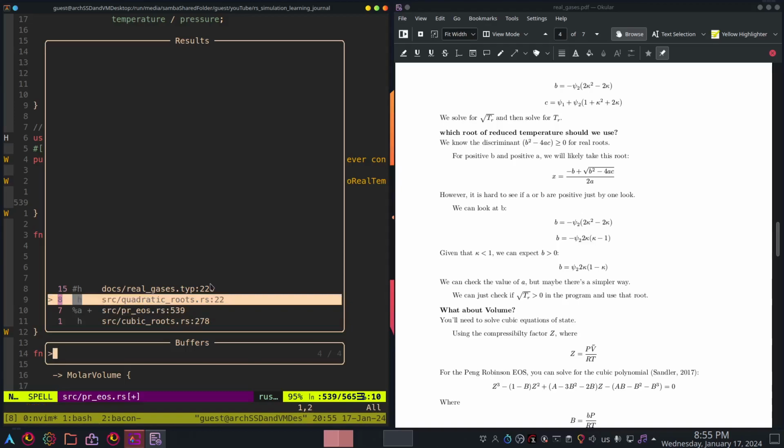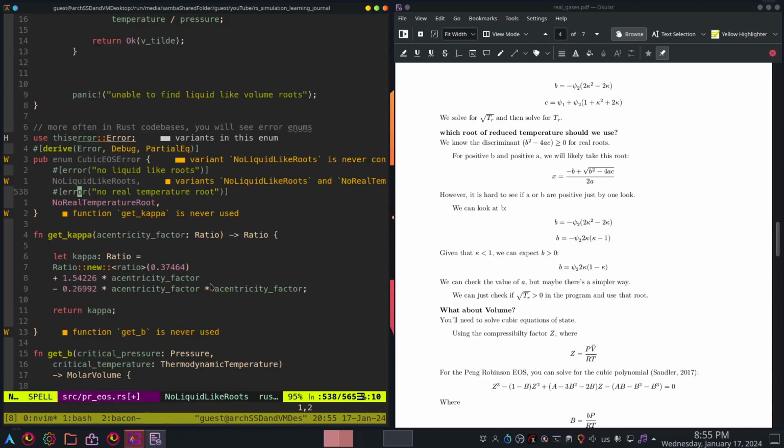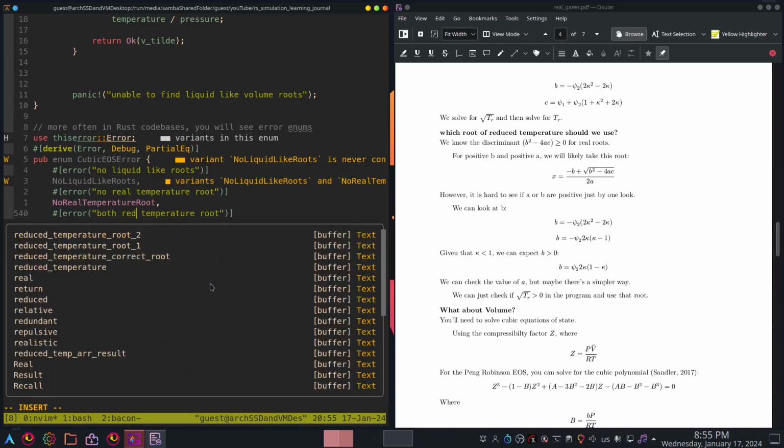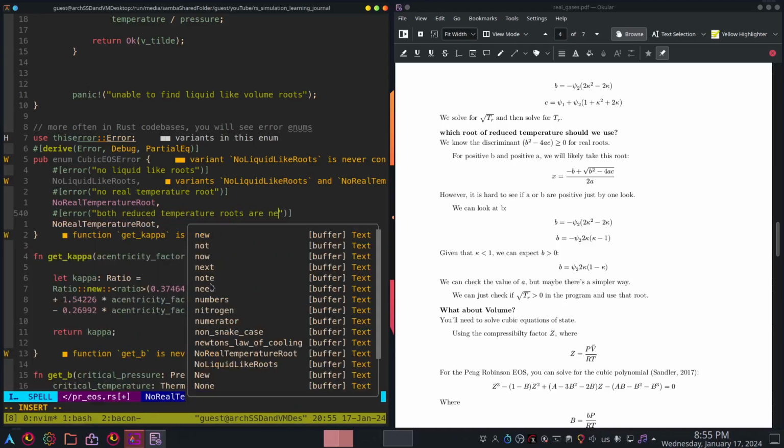So if neither of these roots, or neither of the square root T is greater than 0, then I think the no real temperature root error is the closest error. Of course we have two real roots. If both square root T's are negative, I think there's something wrong with the equation there. So maybe we'll not do no real temperature root. We'll call this both reduced temperature roots are negative.